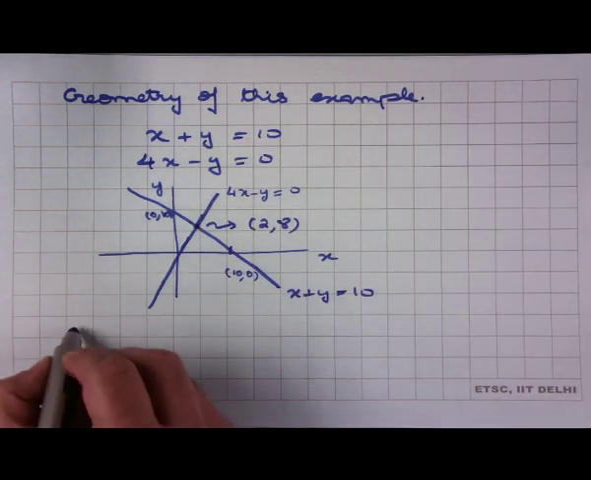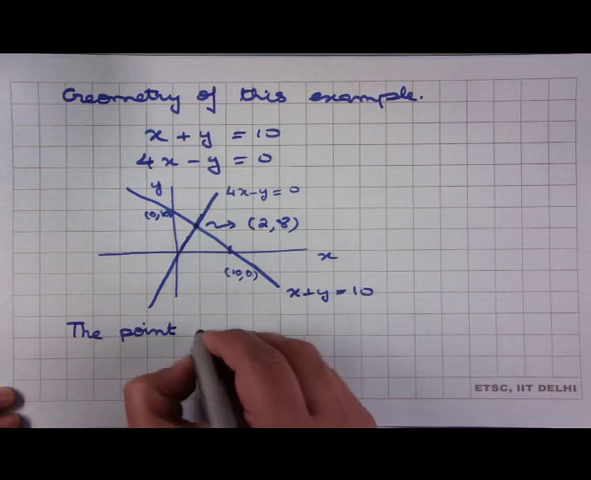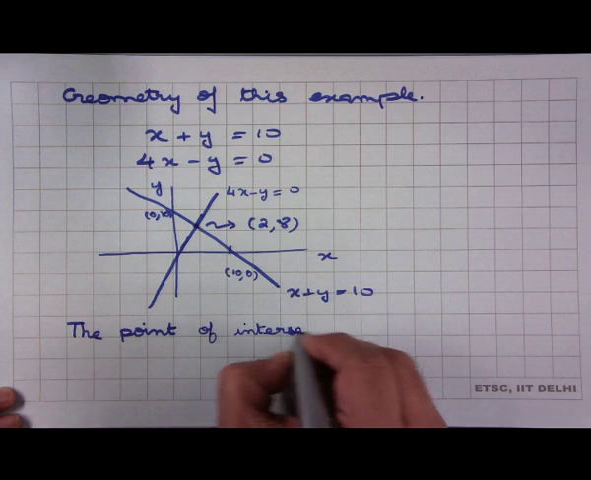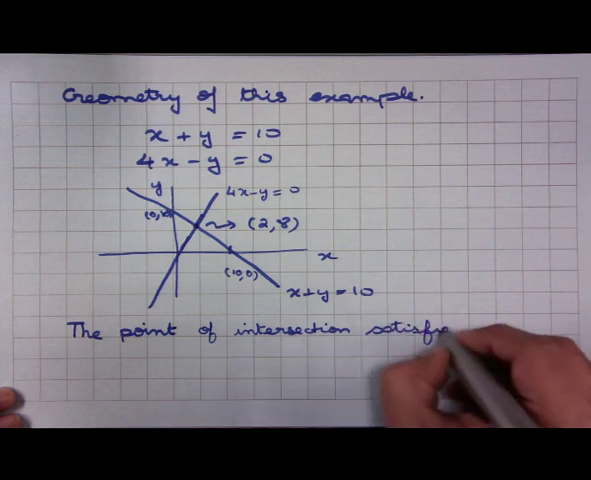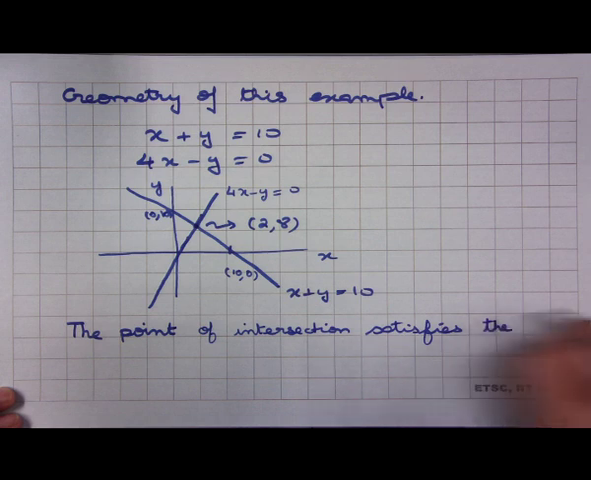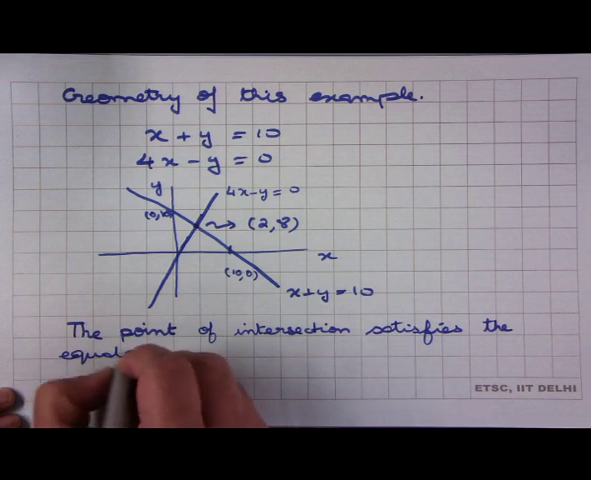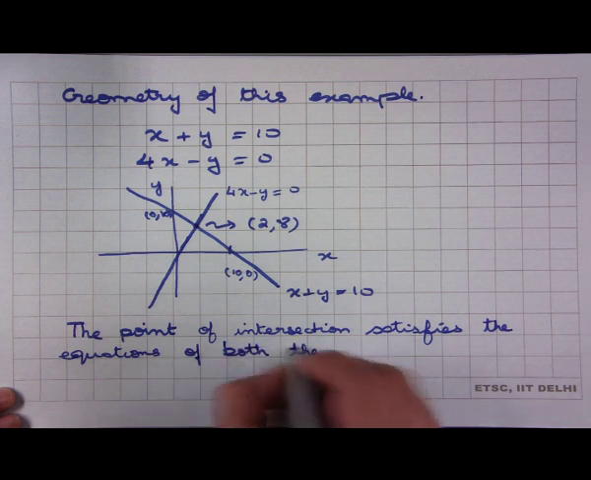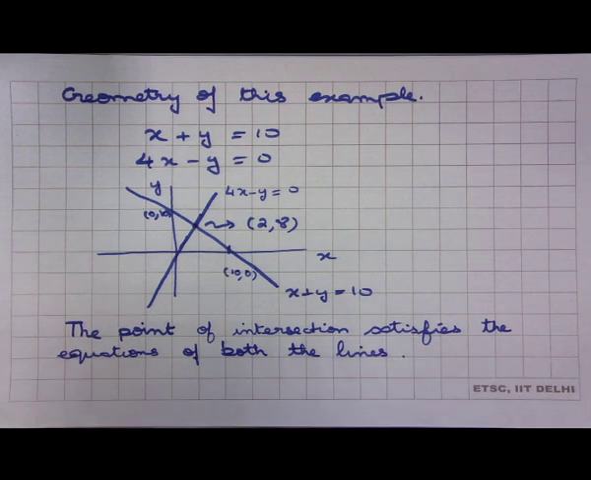So, the point of intersection satisfies the equations of both the lines, and that is the solution that we are looking for, right. So, this is a consistent system of equations.